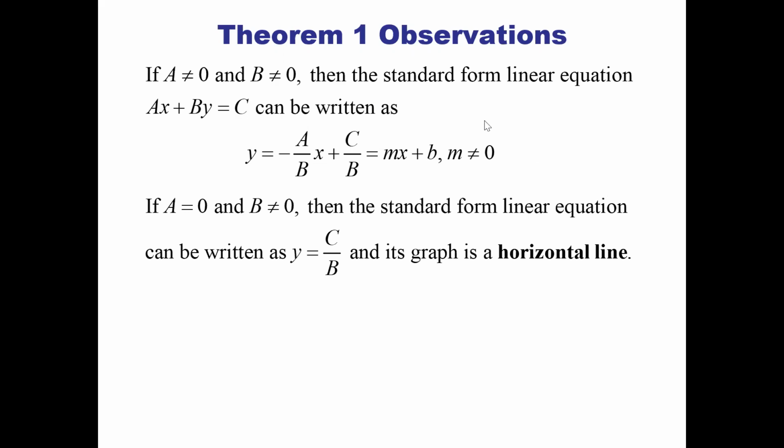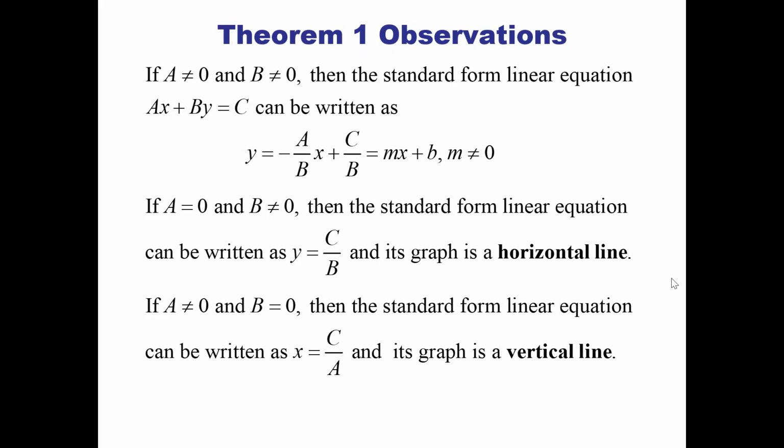So if A is equal to 0 and B is not 0, then the standard form of the linear equation is going to be y equals C over B, and its graph is a horizontal line. So that's when A is equal to 0 and B is not equal to 0, because we can't have B equal to 0 since you can't divide by 0. If A is 0, then we just get y equals C over B, and that's some horizontal line wherever it lands.